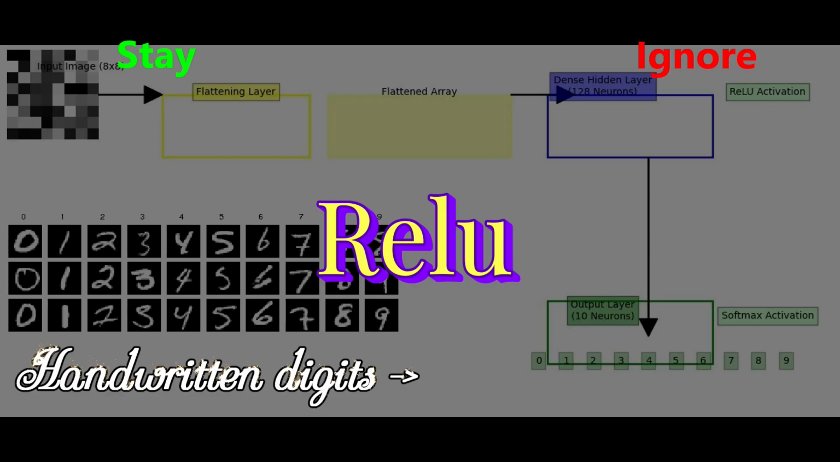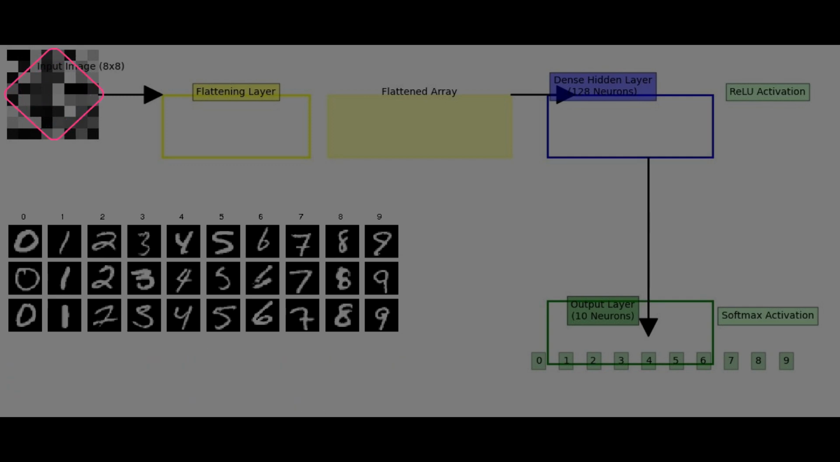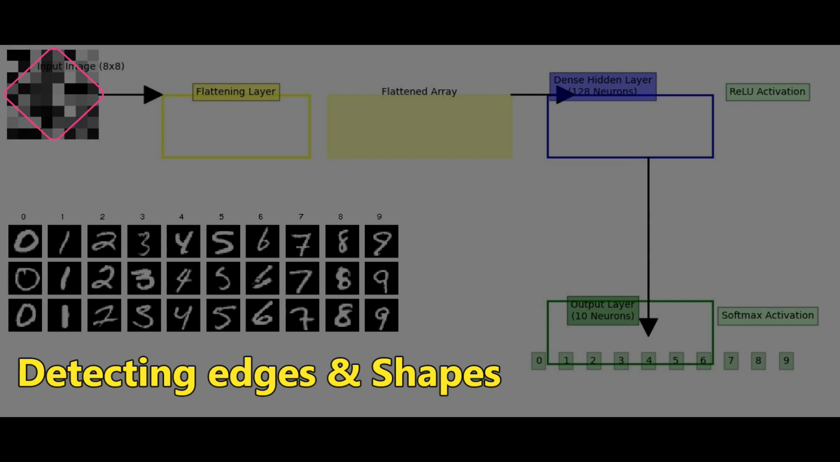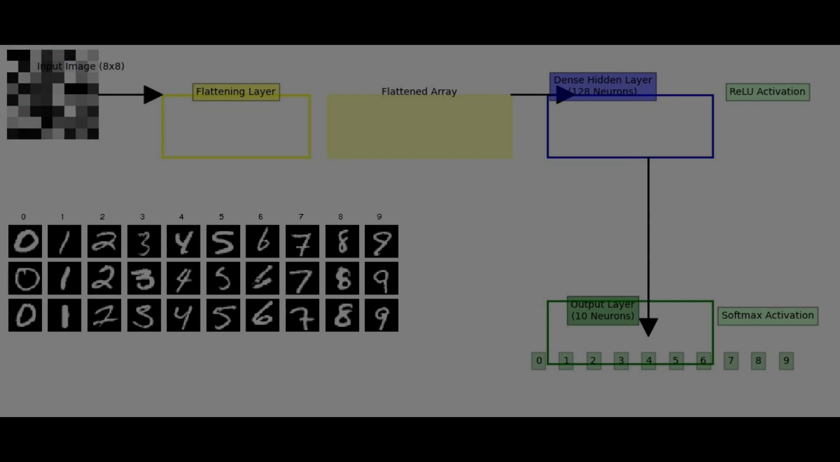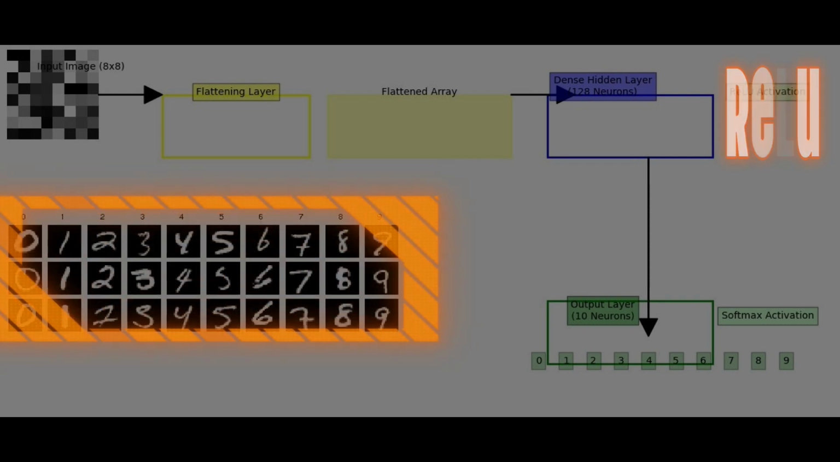When building a neural network to recognize handwritten digits, each neuron in the network focuses on processing a small part of the image, such as detecting edges or shapes. It sums up the input signals it receives, and then the activation function determines if the neuron should fire and transmit its signal to the next layer.